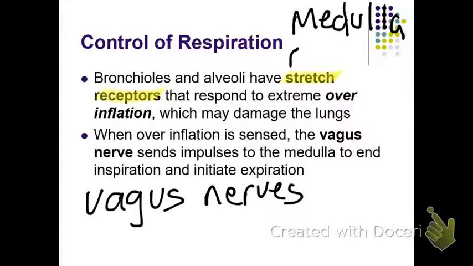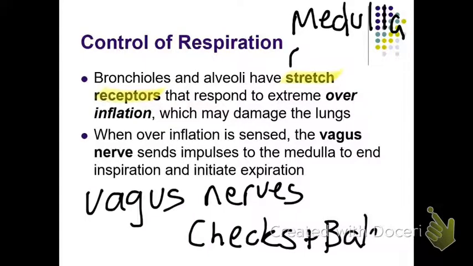And so the vagus nerves tell the stretch receptors to end inspiration and to initiate expiration so that the lungs do not overinflate. The vagus nerves and the stretch receptors, you can almost think of it as a form of checks and balance. Both of them are needed to prevent that overinflation within the lungs.